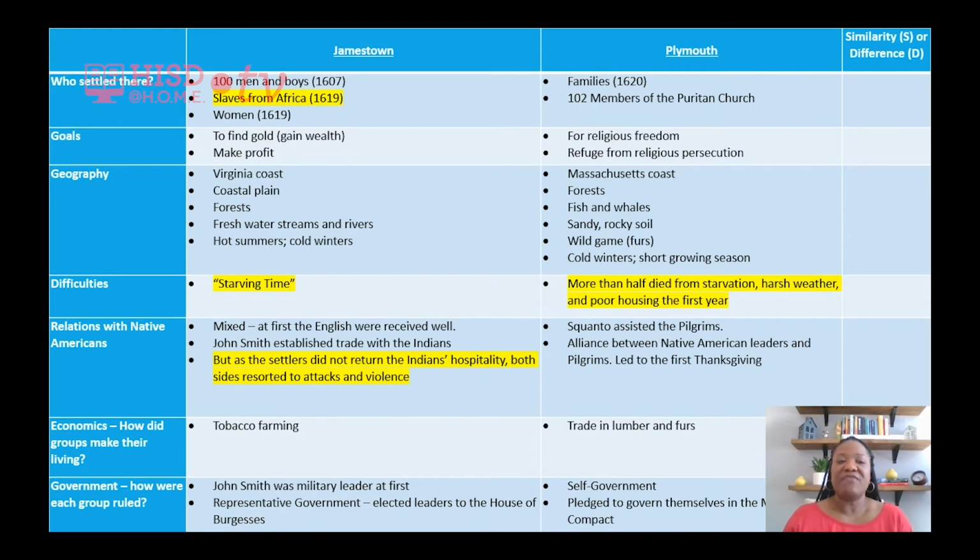And then if I look at the difficulties of each place, it looks like there was a lot of problems with growing enough food so that people would not starve. The third thing that got my attention was the relationships with the Native Americans that were already there. It looks like the settlers did not return the Indians' hospitality in Jamestown. And it could be because they were so focused on making money. I don't know. What do you think? I'm going to give you a moment again to think about which one of these places you would have chosen if you were in the shoes of the settlers at that time.